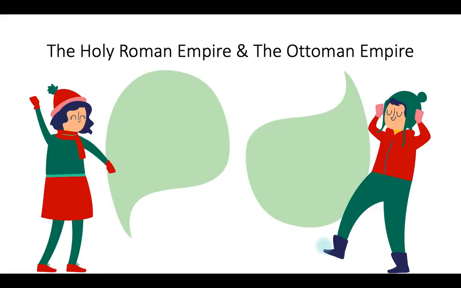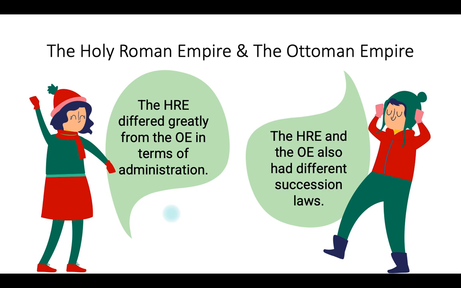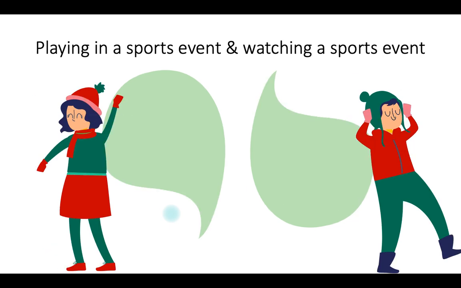For this topic, we could see the Holy Roman Empire differed greatly from the Ottoman Empire in terms of administration. This is almost exactly the same as a thesis statement. We're just missing one of the subtopics. But you can also write these in different ways. They don't have to have the same language as a thesis statement. The Holy Roman Empire and the Ottoman Empire also had different succession laws. So there's a little bit more flexibility with writing topic sentences than thesis statements.